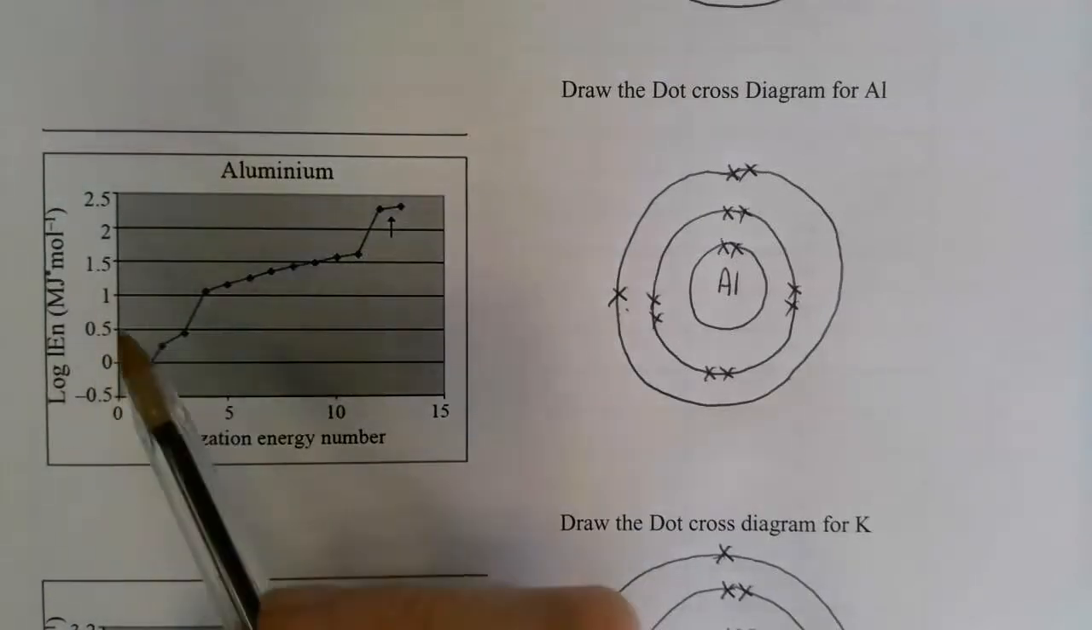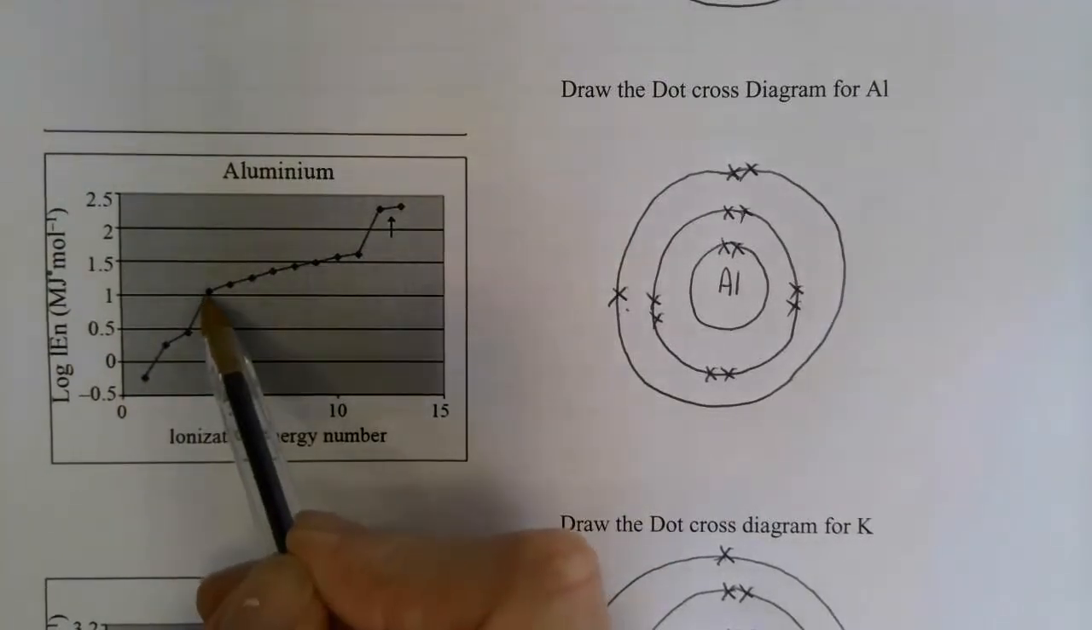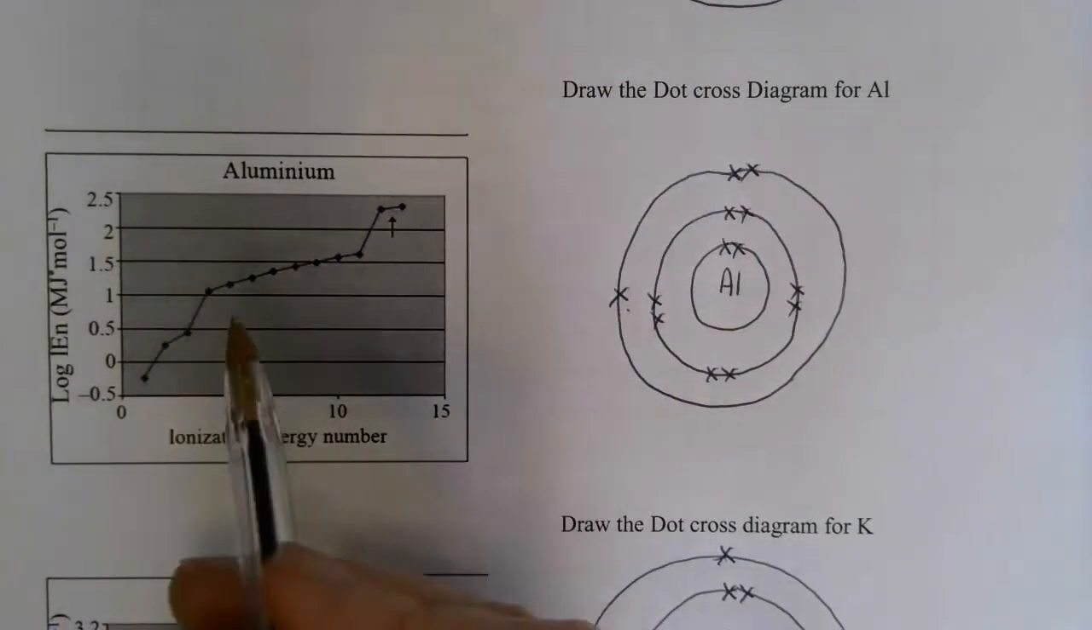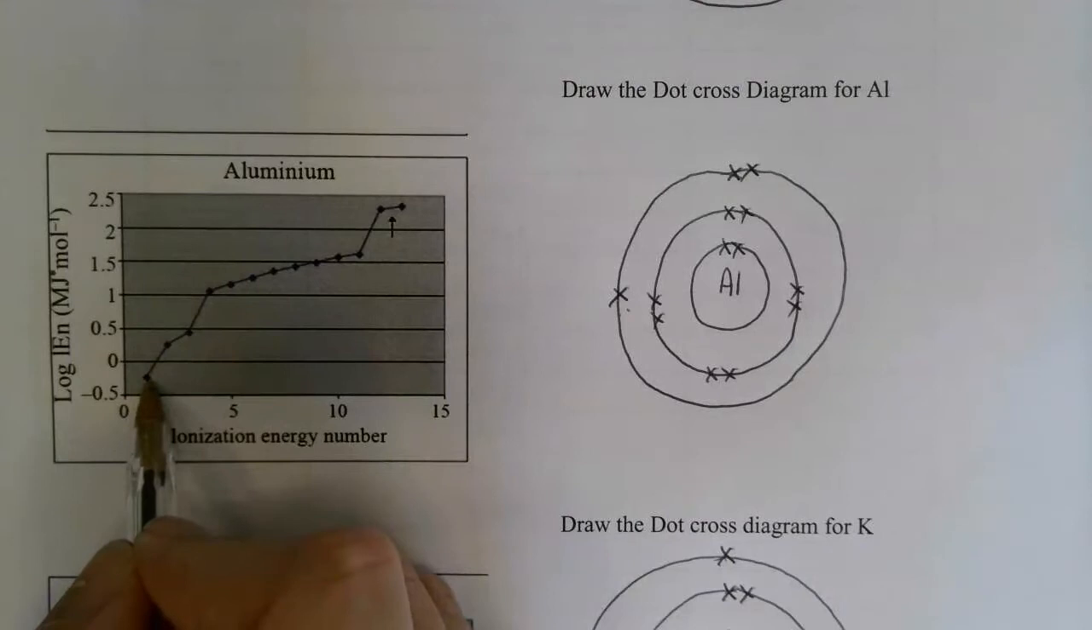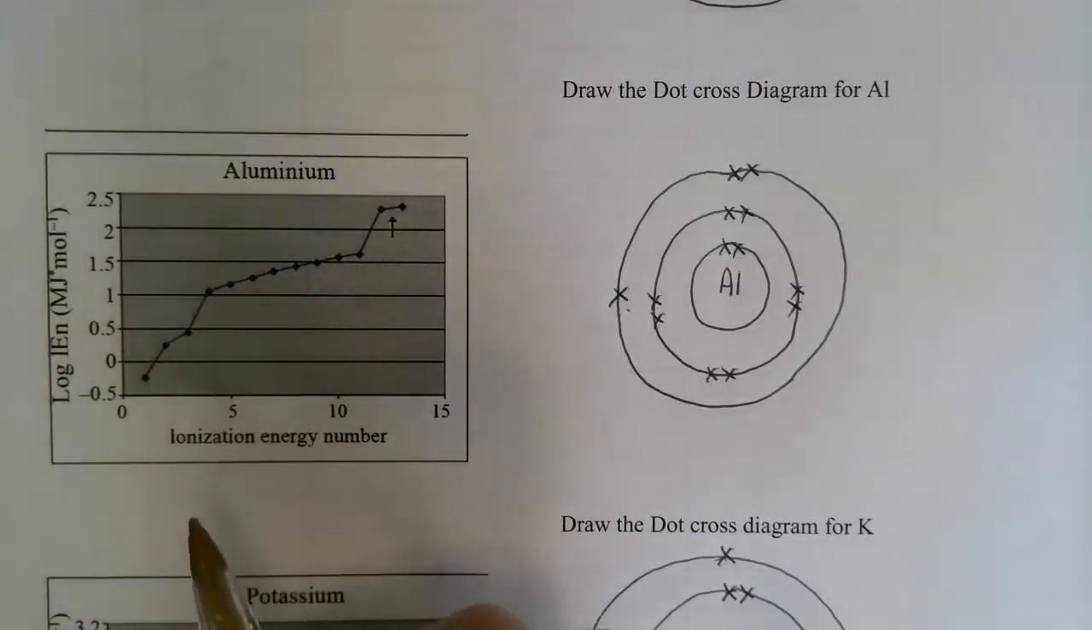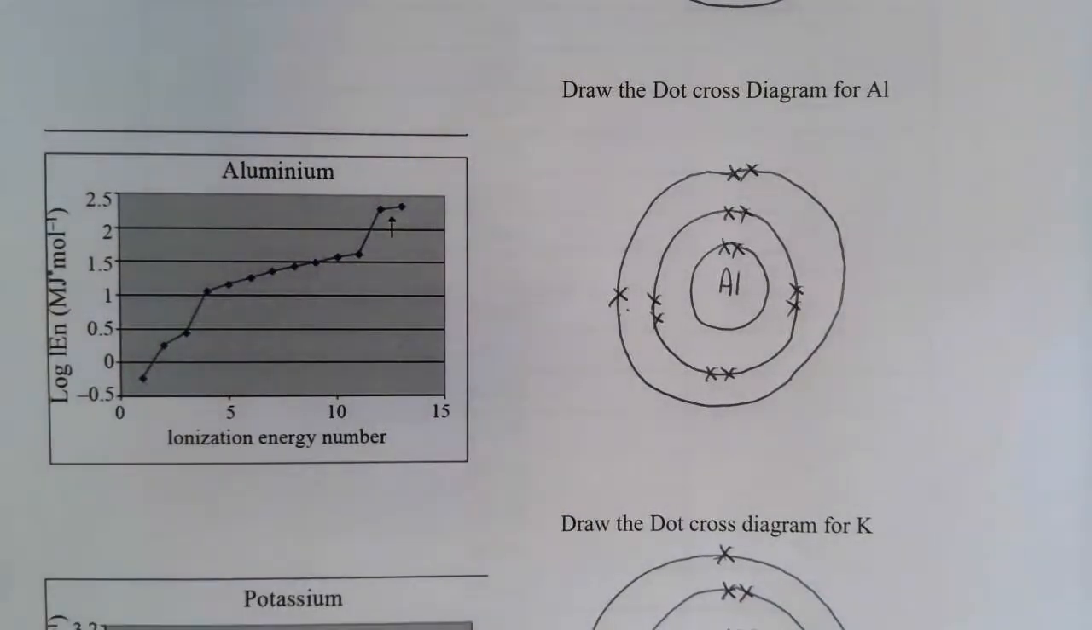Aluminium is the same, so you've got 1, 2, 3, jump, and then your 8, and then your last 2. So there's a slight difference here because this first electron is being removed from a 3p subshell, and the next 2 electrons from a 3s subshell.